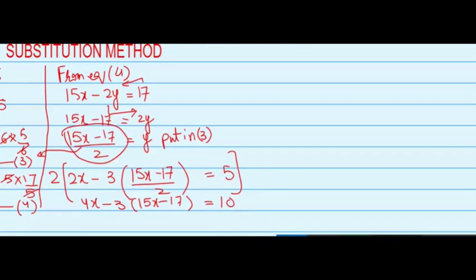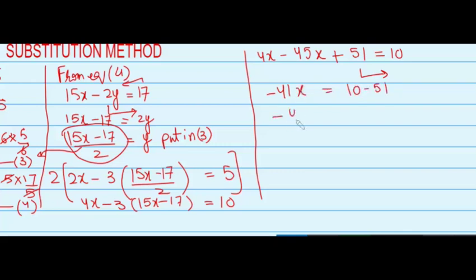Simplifying further, 4x minus 3 times 15x gives you minus 45x, and minus into minus is plus, 3 17s are 51, is equal to 10, right? Shifting this 51 to the other side, 4x minus 45x gives you negative 41x. This will be 10 minus 51, minus 41x, and this will be minus 41 as well. Dividing both sides by minus 41, we have x equal to 1. So this is the value of x.